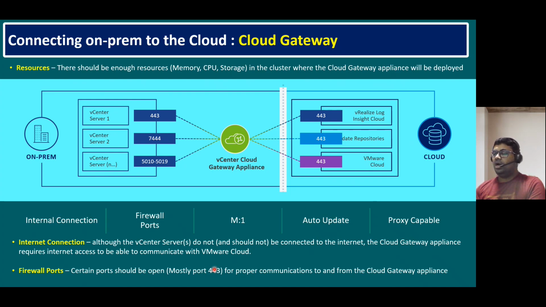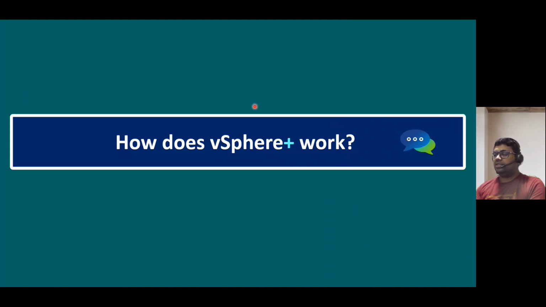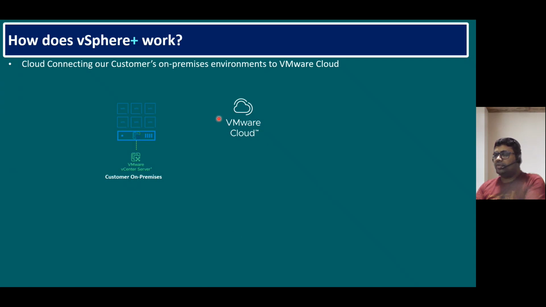Now, let's understand how VMware vSphere Plus works. For this vSphere Plus, we introduced a few key components: Cloud Console, Cloud Gateway appliances, and also we understood the ports. Now let's explain some more additional points. How does vSphere Plus work? As we know, the cloud connects our customer's on-premises environment to VMware Cloud. Let's say we have VMware Cloud and the on-premises vCenter servers, the customer's on-premises. On top, we configured a vCenter Cloud Gateway appliance. This appliance only helps you to connect with the VMware Cloud.